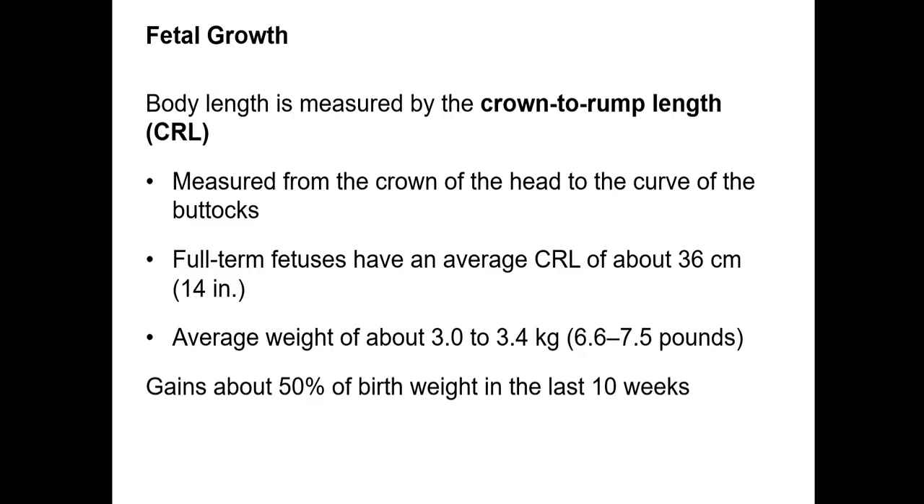Fetal growth is measured by measuring the fetus's crown to rump length, or CRL. This is measured from the crown of the head to the curve of the buttocks, and a full-term fetus will have an average crown to rump length of about 14 inches. They measure this throughout the pregnancy just to make sure that the fetus is developing as it should. And we know that the fetus will gain about 50% of its birth weight total in the last 10 weeks of development. That's when it will start to pack on pounds and gain more adipose tissue, or fat tissue, for insulation right before it's born.